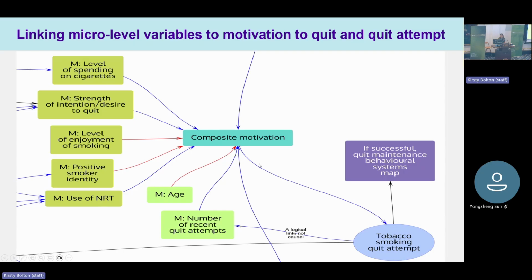And you can see that there's a feedback loop here. If somebody quits smoking, it's not quite a standard feedback loop because it's logical rather than causal. So if somebody quits, the number of recent quit attempts increases, and this is going to increase their motivation to quit next time. So that's a positive feedback loop there. And then if they do quit, they move on to the quit maintenance behavioural systems map.